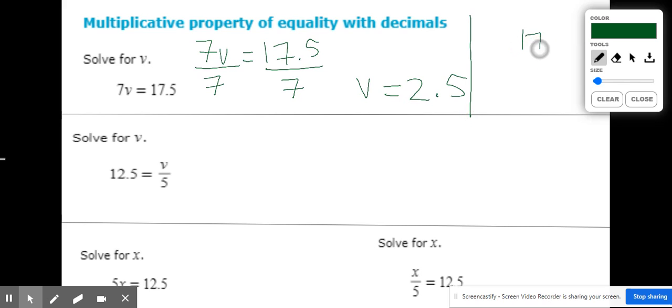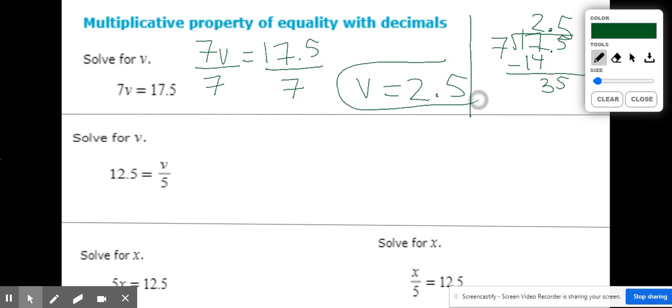I have 17.5 divided by 7. 7 goes into 17 2 times. My remainder is 14. Decimal point there. I have 35. 7 goes into 35 5 times. Okay, so that's how I can show my work there.